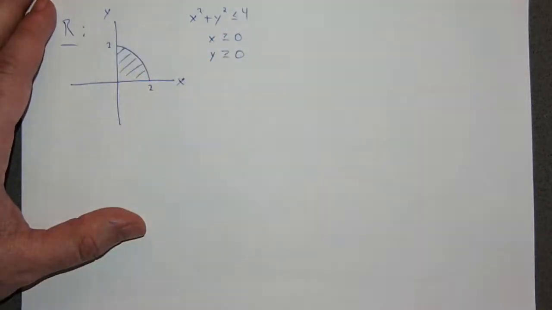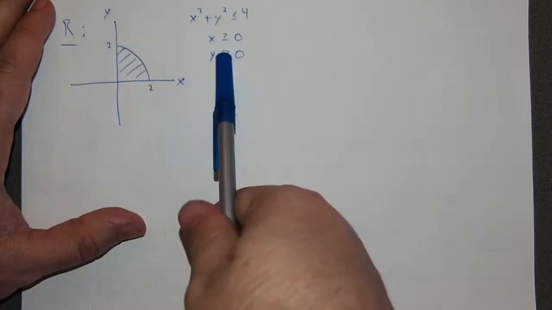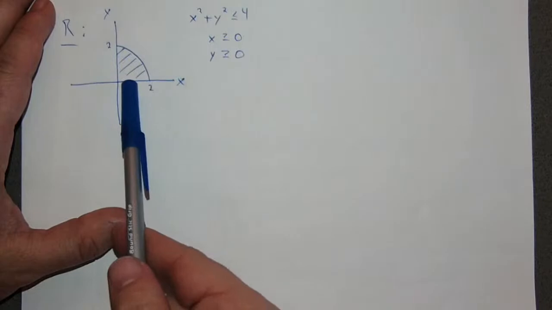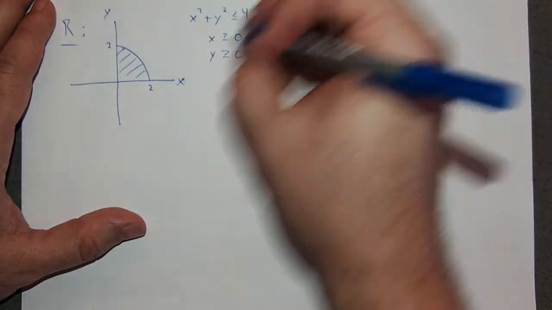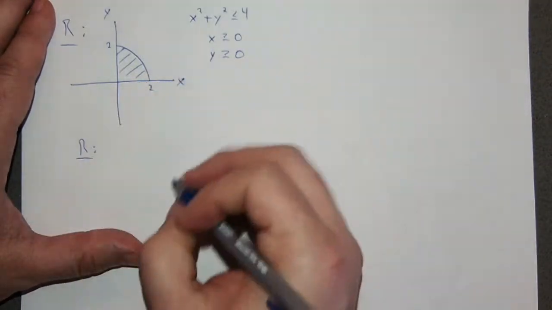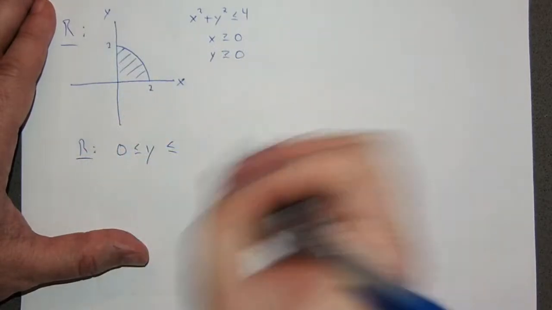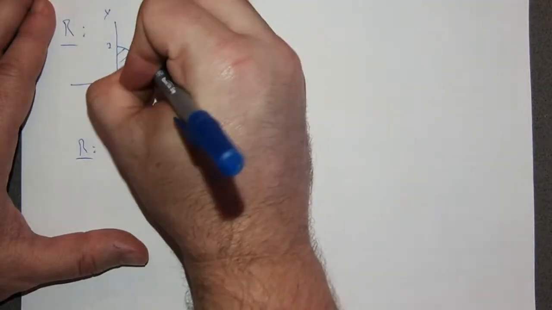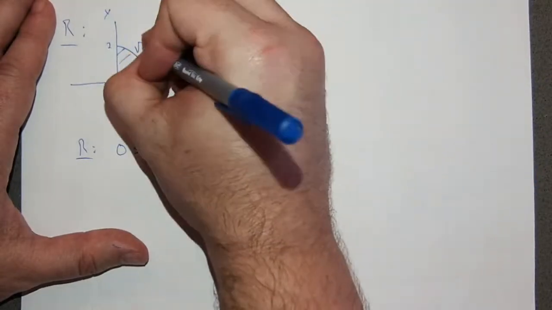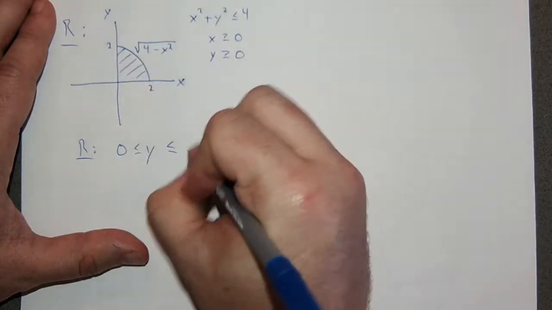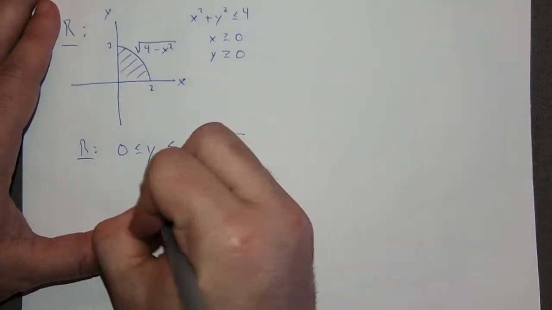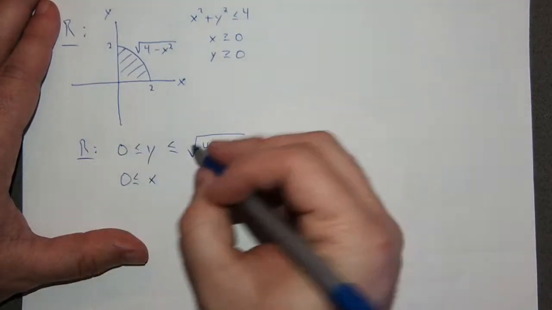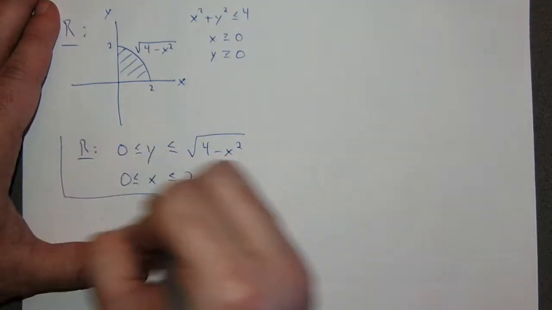So how do I describe this? All right, well, it's both vertically and horizontally simple, but let's just describe it as a vertically simple region. So if I describe this as a vertically simple region, what's my top function here? So y is bounded below by the constant function 0, and it's bounded above by the function square root of 4 minus x squared, right? That's my upper semicircle function. And x is bounded from 0 to 2. All right, so there's my R.